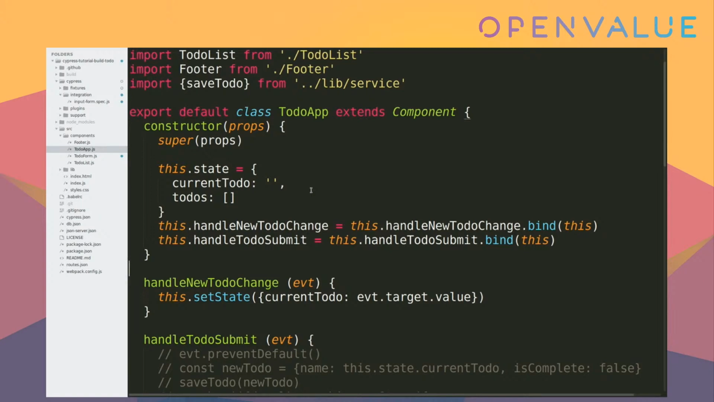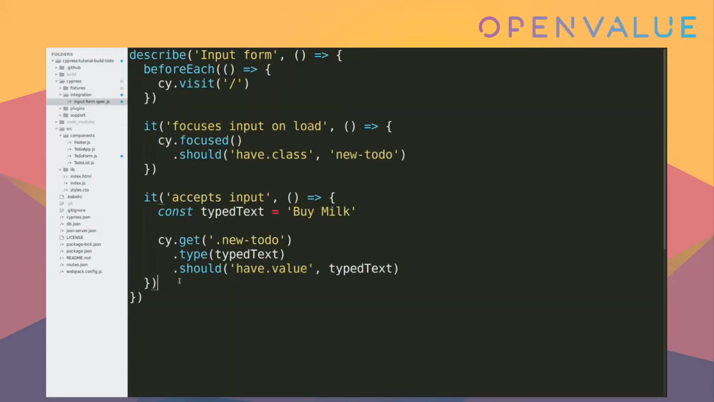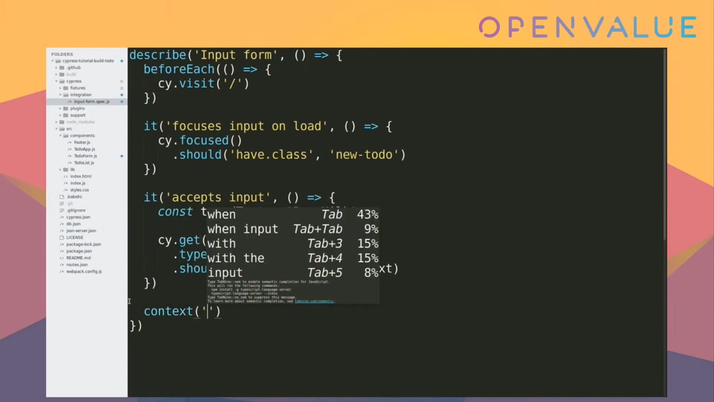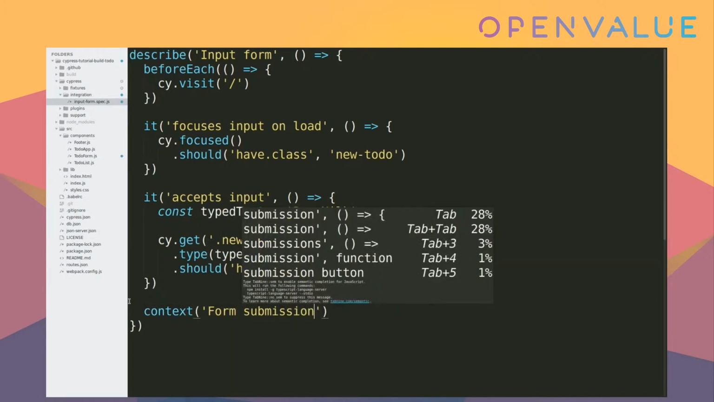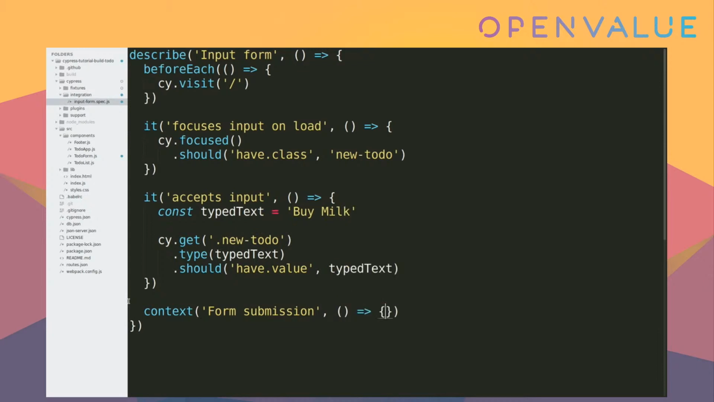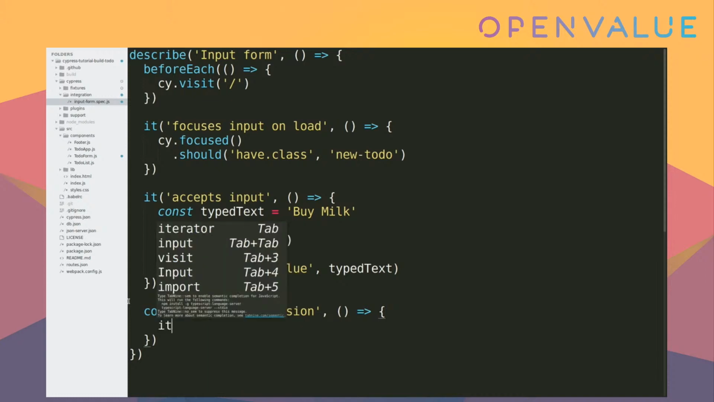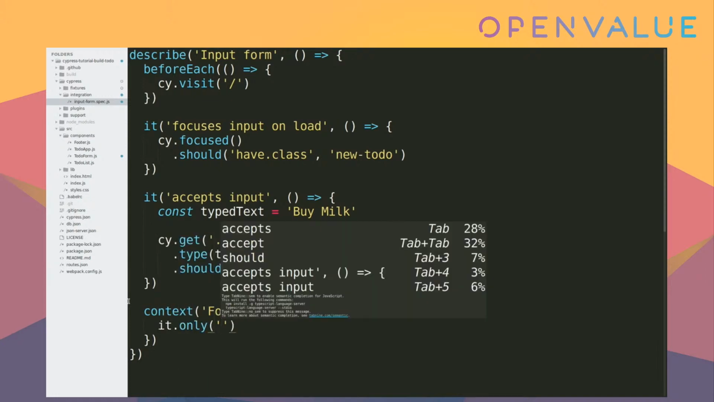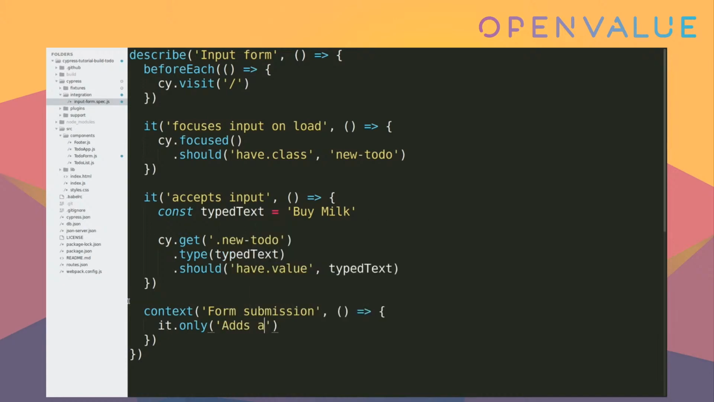And now, of course, we want to see that we can actually create new to-do items. What we've done now is all about the input element. But now we want to create a new context because we're talking about the form submission, and we want to keep that separate in our output. And we want it to add a new to-do item when we submit.